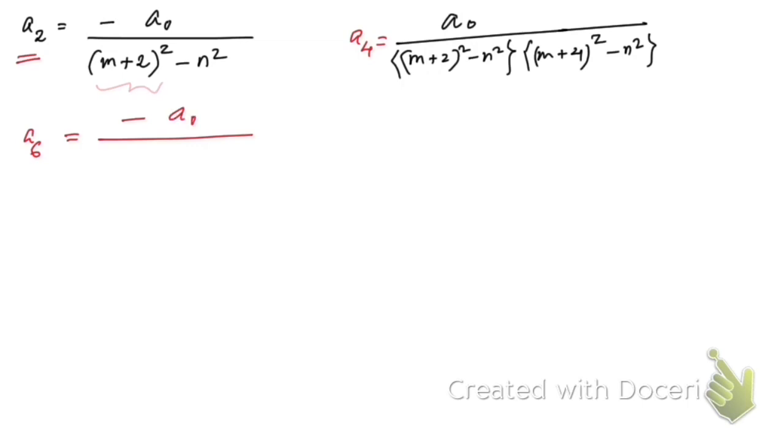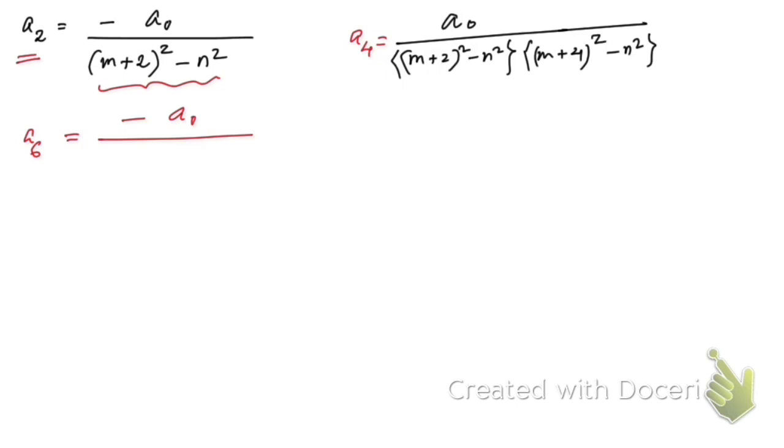So here we have (m+2)² − n², then (m+2)² − n² into (m+4)² − n². This time we will get, just give me a second, just wait, we're going to have this.